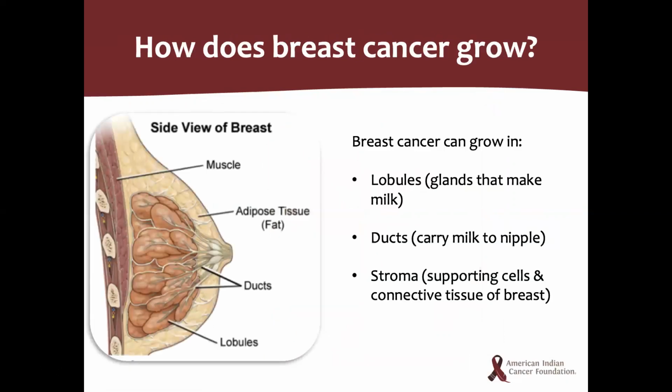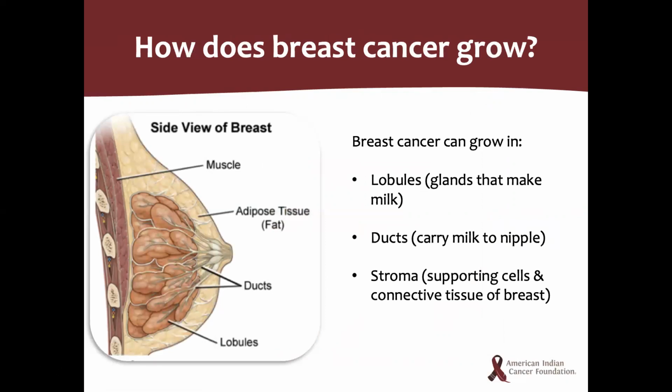So as we talked about earlier, breast cancer forms in the ducts, which are the tubes that carry milk to the nipple, and lobules, glands that make milk. The stroma is the name of the supporting cells and connective tissue of the breast. Stroma cells do not become cancerous.